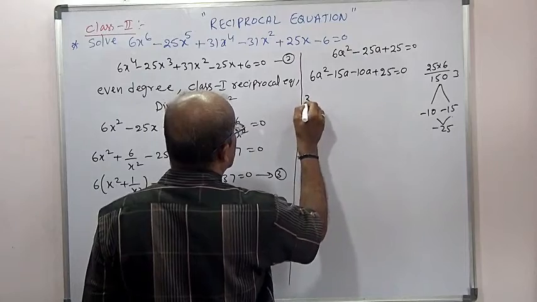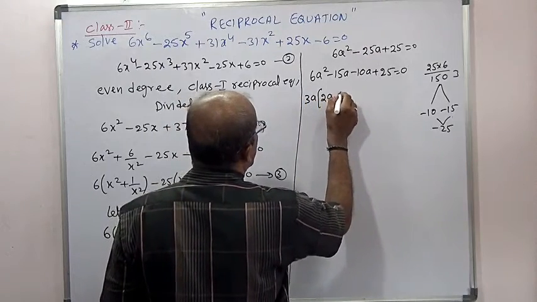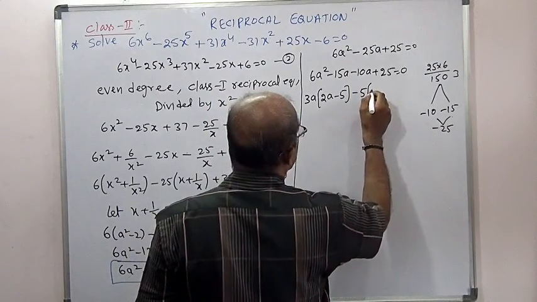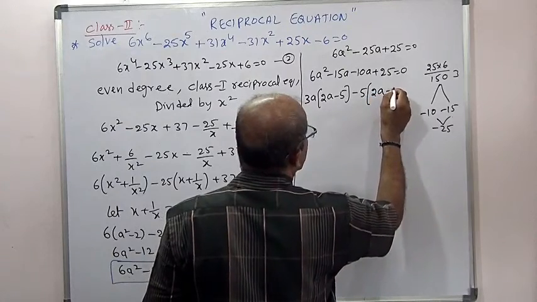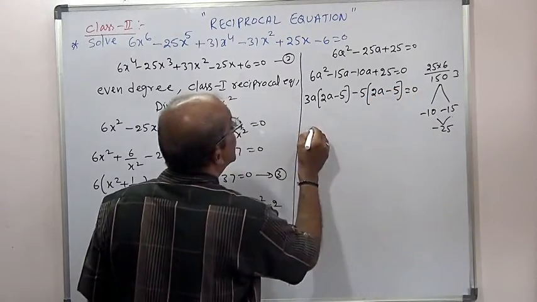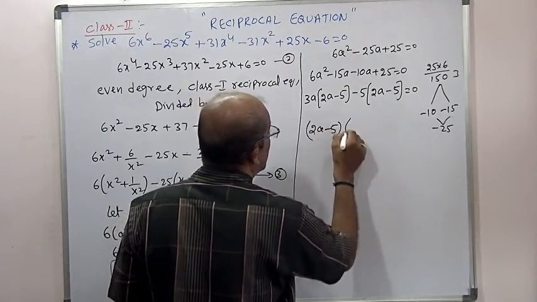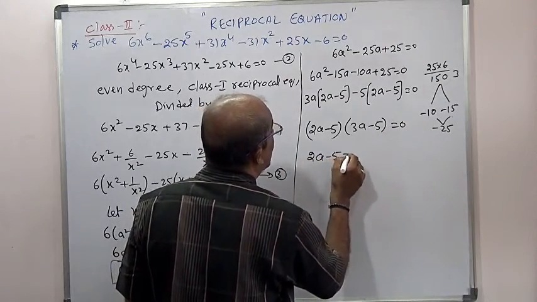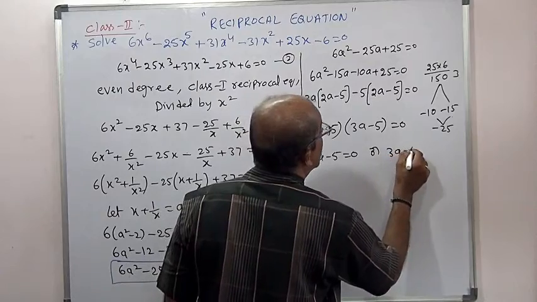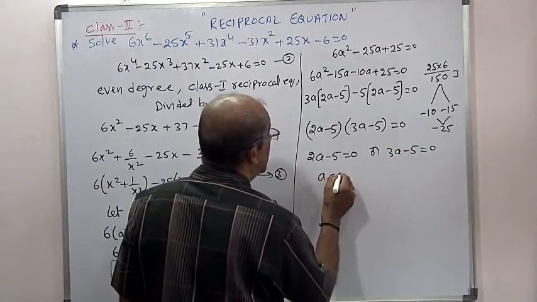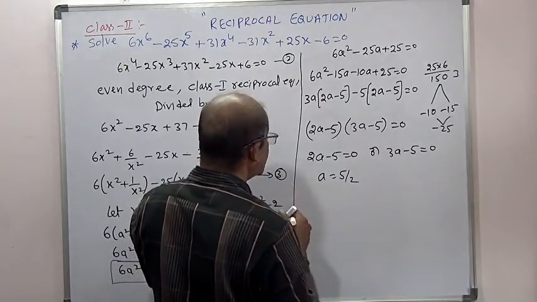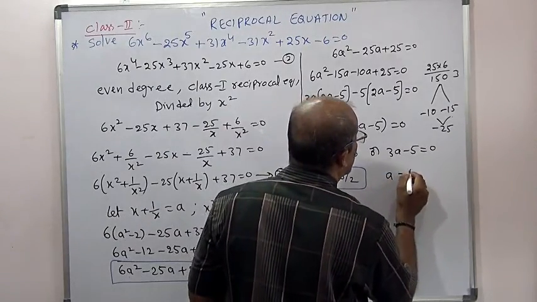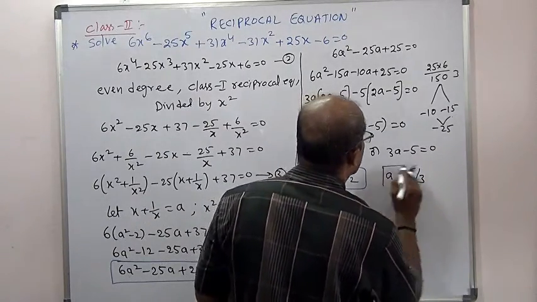Now in the first two terms, 3a take common, 2a minus 5; next take 5 common, minus 5, so 5 2 is 10, minus 5 5 is 25 is equal to 0. Now 2a minus 5 again take common, 3a minus 5 is equal to 0. Therefore 2a minus 5 is equal to 0 or 3a minus 5 is equal to 0. Therefore a is equal to 5 by 2, this is the one root, and a is equal to 5 by 3, this is the another root.